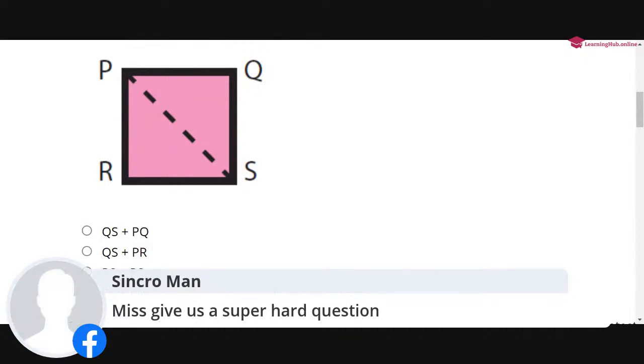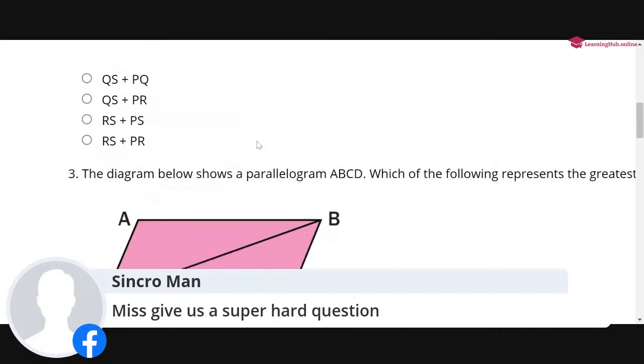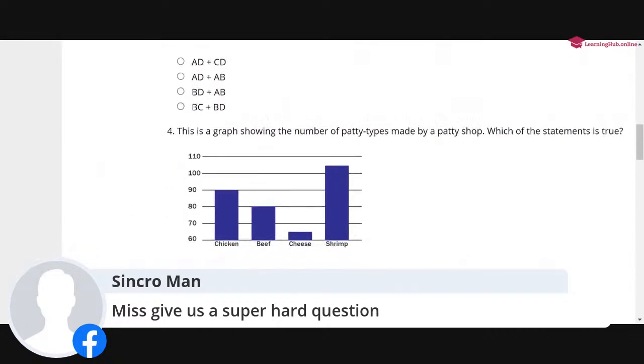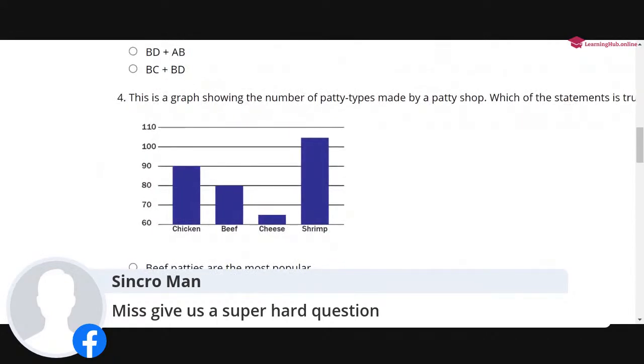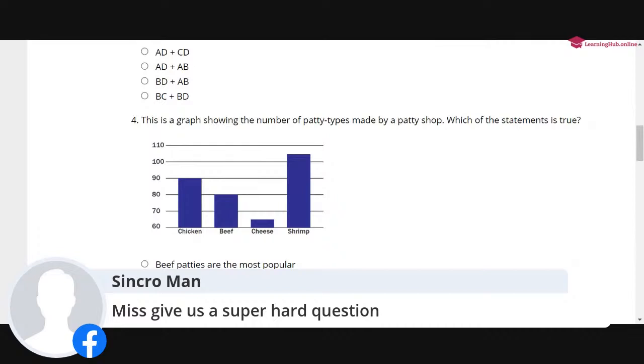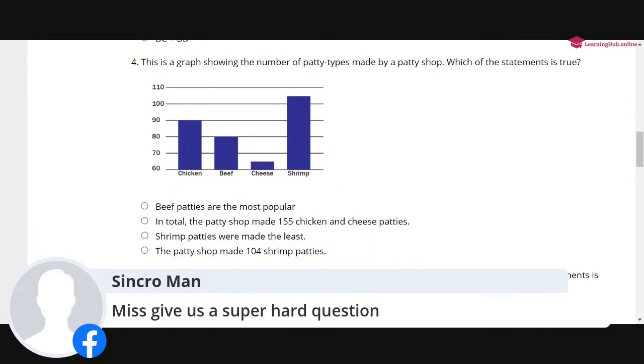All right. Synchroman says, Miss, give us a super hard question. Not a problem. Let's give you a hard question. I'm not going to give you a greatest length. Now, I'm going to give you this question here. It says, this is a graph showing the number of patty types made by a patty shop. Which of the statements is true?